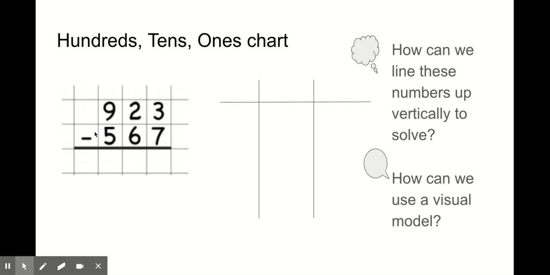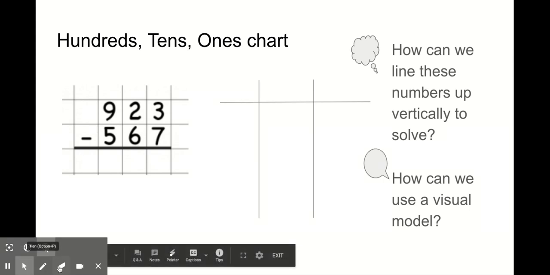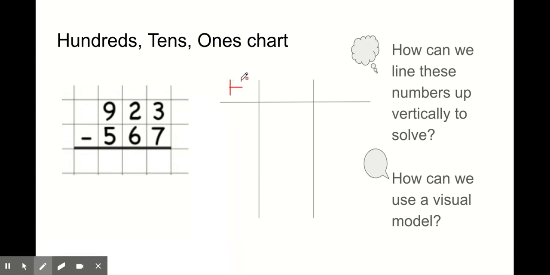923 minus 567. Remember how we're going to set this up in a hundreds, tens, and ones chart. The larger number always has to go first in a subtraction problem. So 923 minus 567.